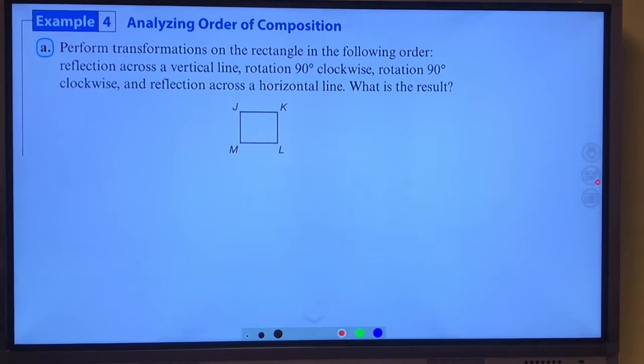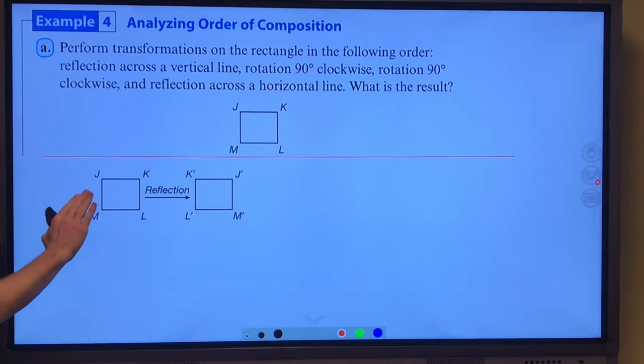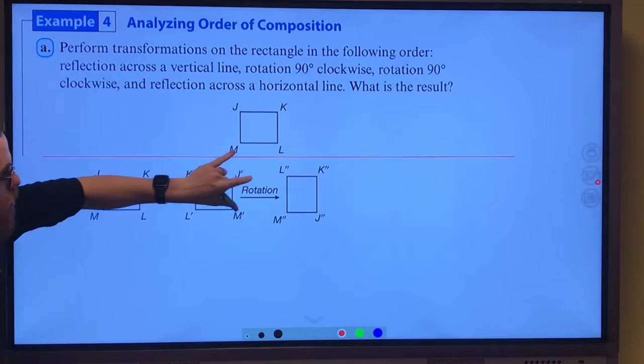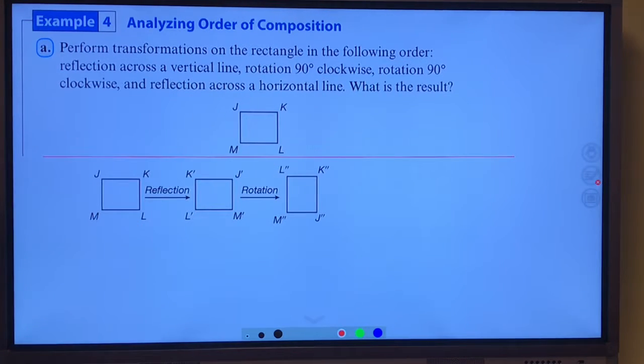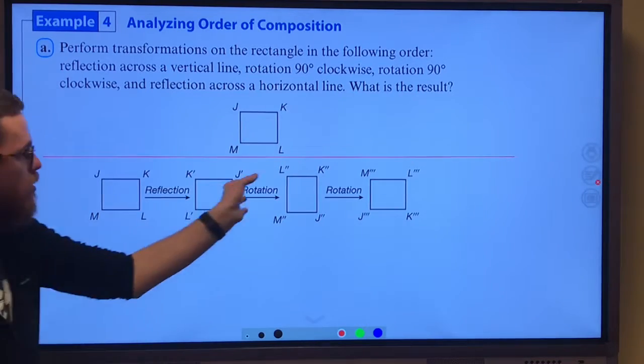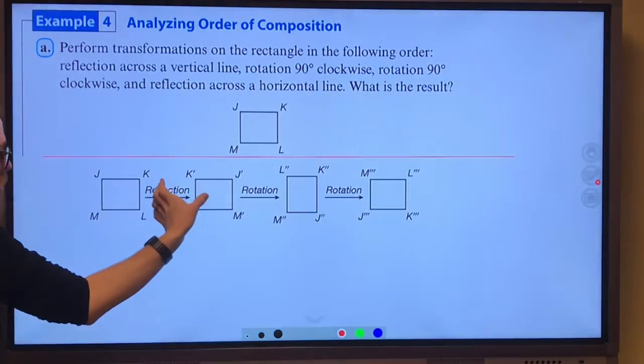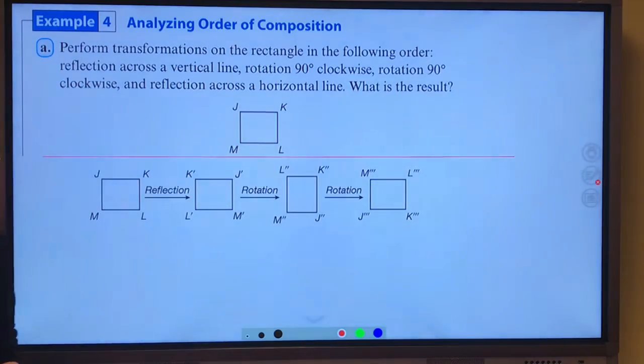Here we want to perform transformations on this rectangle, and we have a certain order. We want to reflect it across a vertical line, rotate it 90 degrees clockwise, rotate it 90 degrees clockwise, and reflect across a horizontal line. So let's take a look at this. So first we perform that reflection across our vertical line. Then we perform that rotation 90 degrees clockwise. We perform another rotation 90 degrees clockwise, which would have been the same thing as rotating 180 degrees clockwise.